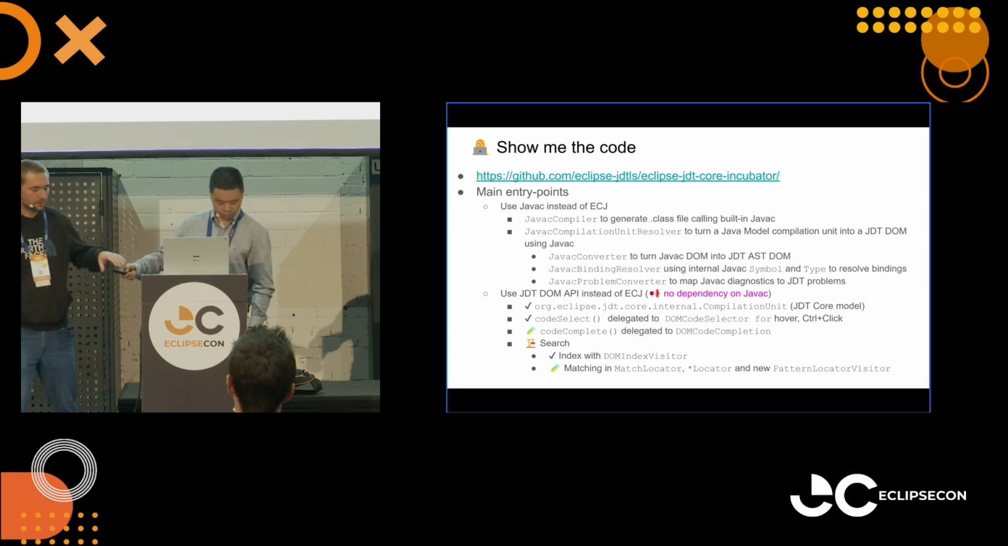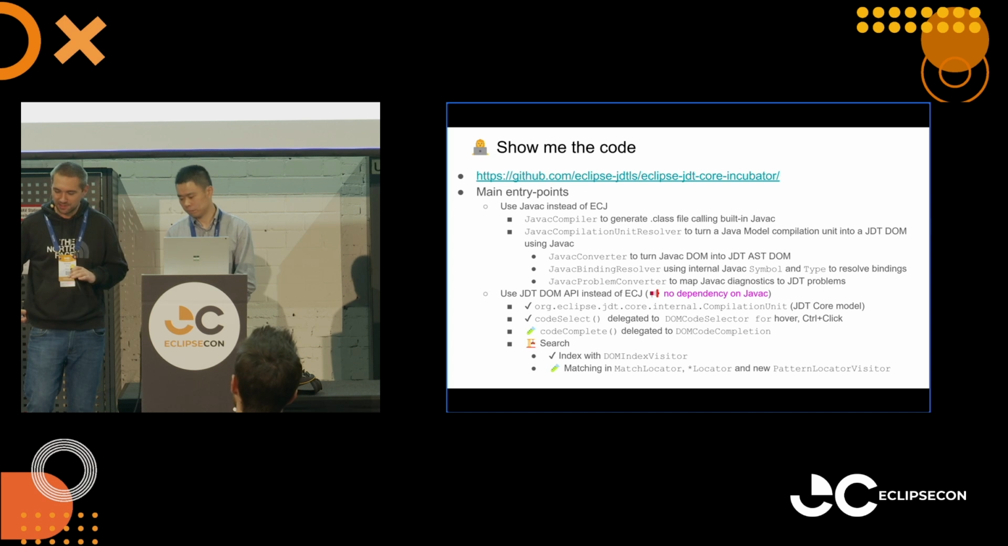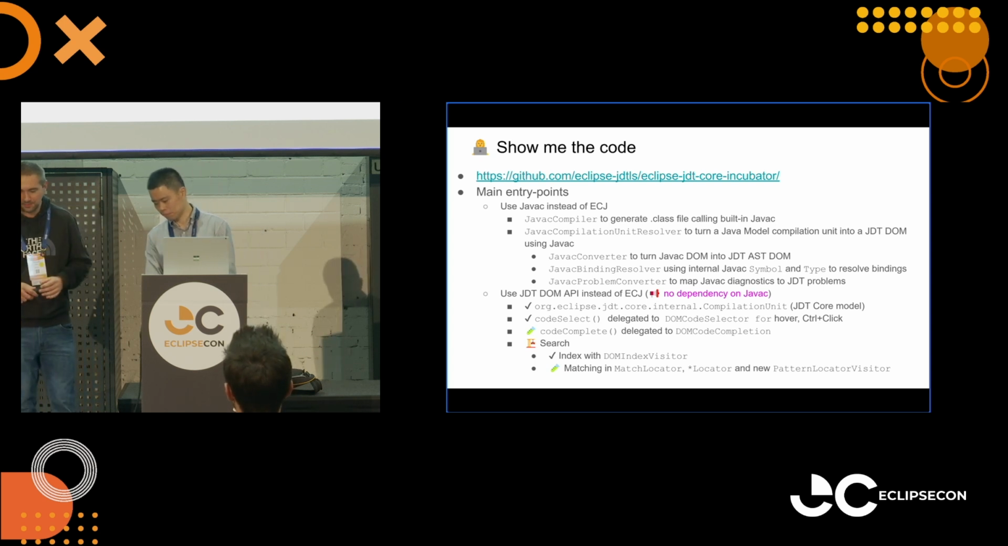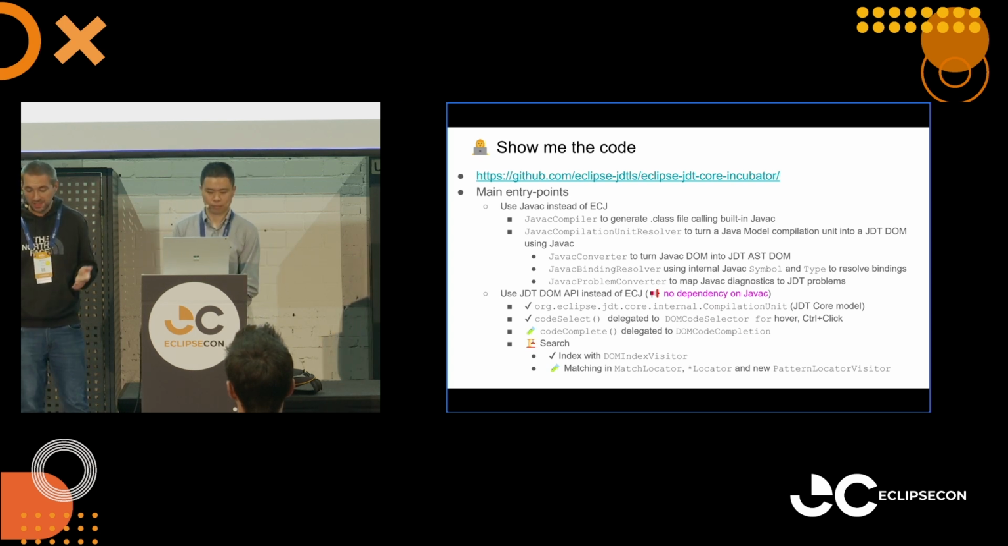Okay. So when it comes to the code, this slide won't spend too much time on it. It's more for people who are used to going deep into JDT. The main entry point for the code, if you're interested, is on GitHub, in the Eclipse JDT-LS organization. The first part is the Javac compiler, which implements the JDT compiler interface using Javac to generate the class file. That's easy. I mentioned earlier an ICompilationUnitResolver interface.